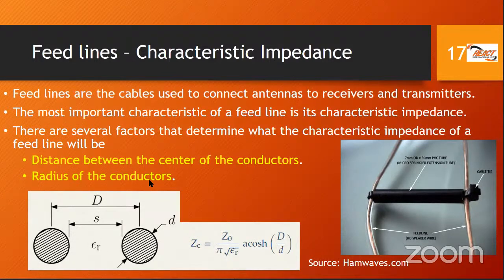And also, the radius of the conductor. So what is the radius here? Small d, the radius of this conductor. What is its radius? And this is what we need to know for the exam. For feed line characteristic impedance for this type of line, it's the distance and the radius.